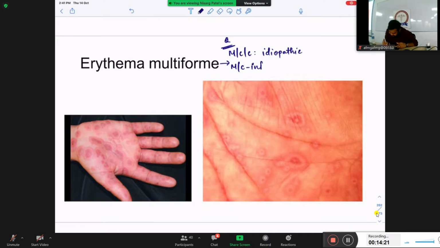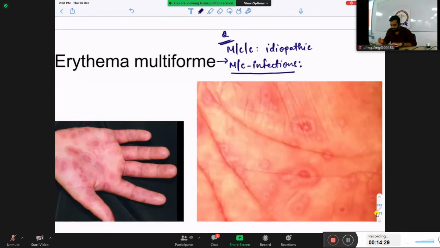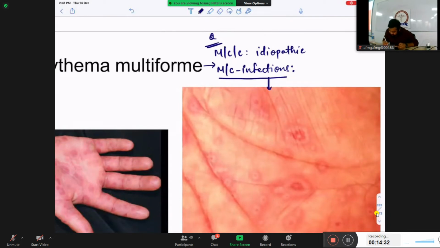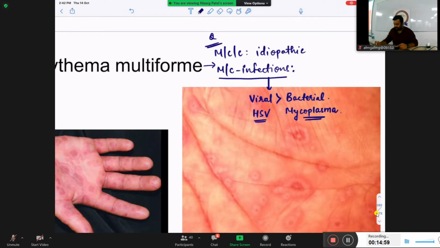If they are making the MCQ like this, asking what is the infectious cause of erythema multiforme, then the answer will change: viral infection can cause it more than bacterial infection. The virus which can cause erythema multiforme is herpes simplex virus. The bacteria which can cause erythema multiforme is mycoplasma. So, herpes simplex virus and mycoplasma.